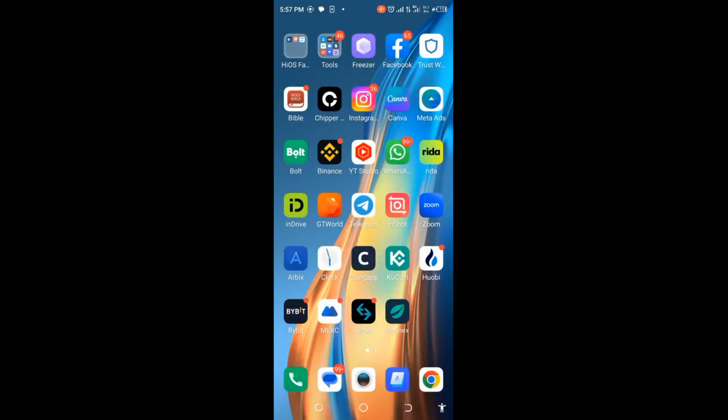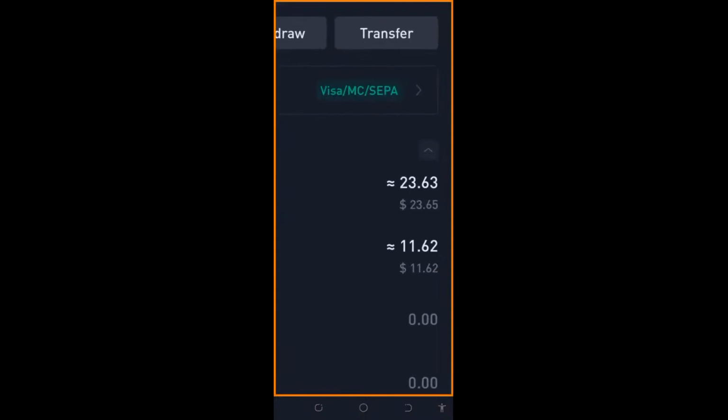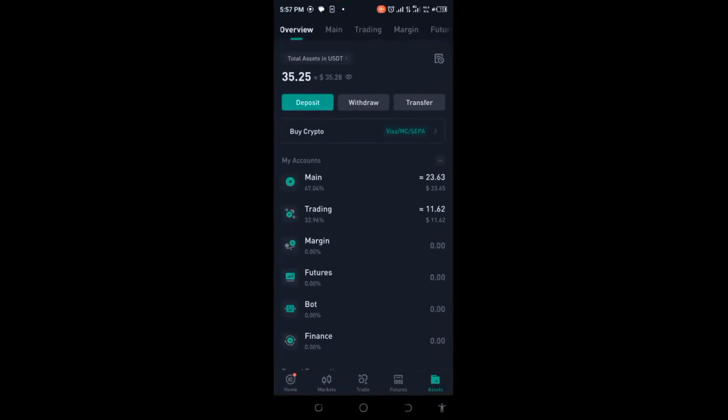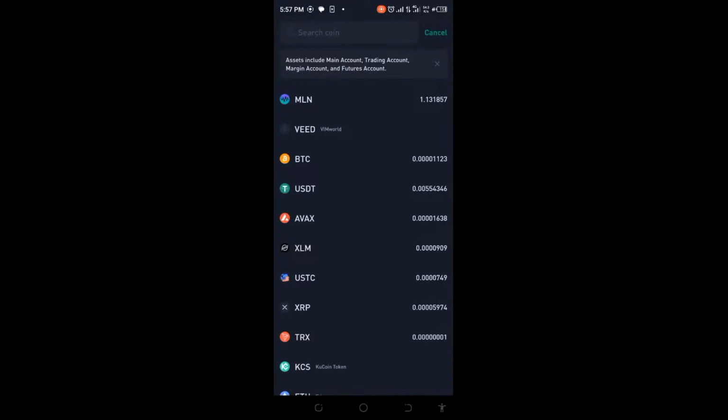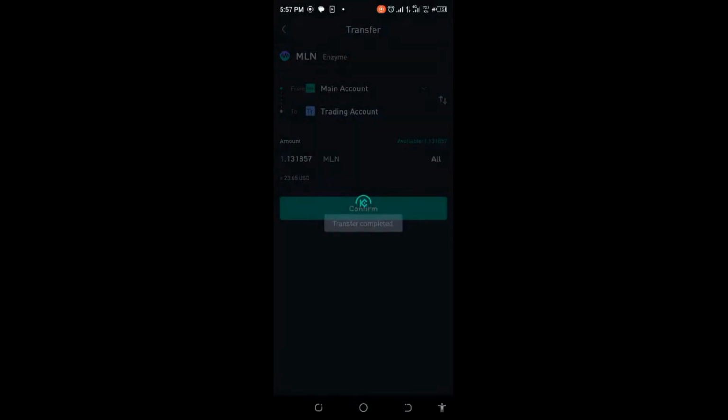So let's go back to KuCoin and see what we have here. What we have returned is 23.65 or 23.63 approximately. Let's just say 23.6, so about 30 cents or 25 cents. Okay, so now what we need to do is transfer this. We're going to have to transfer this, right? So what do we have here? We have 1.13, so we're just going to put that 1318.